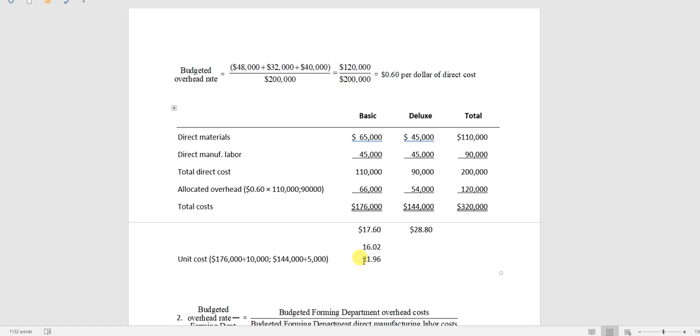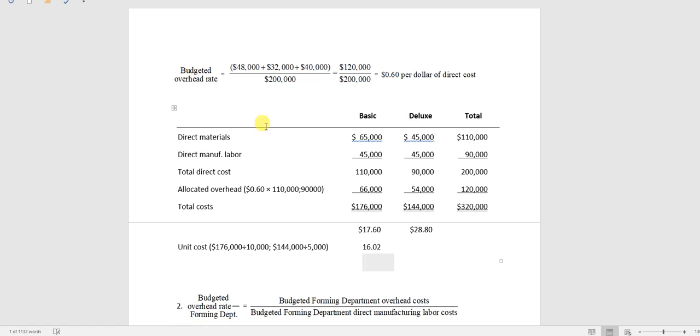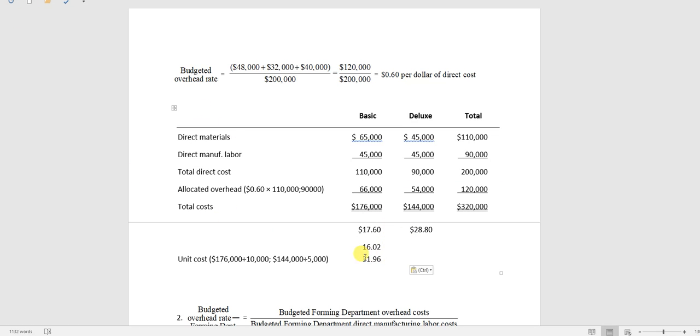I don't know why that went over there. Just going to go there. Guess it's just going to go there. Okay. So this is 28.80 versus 31.96.